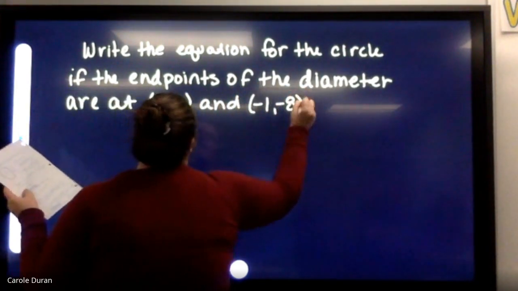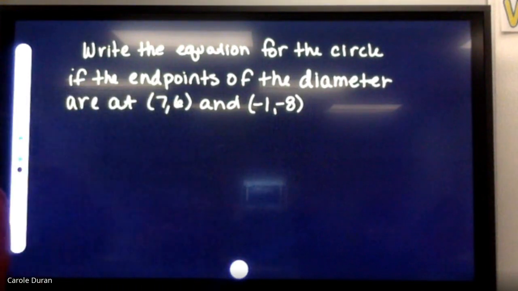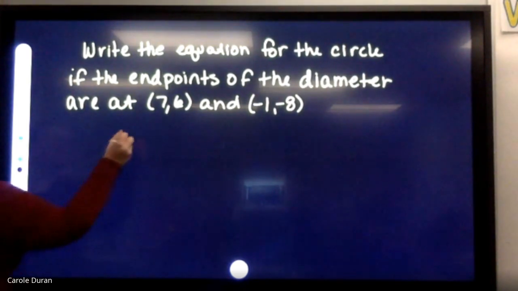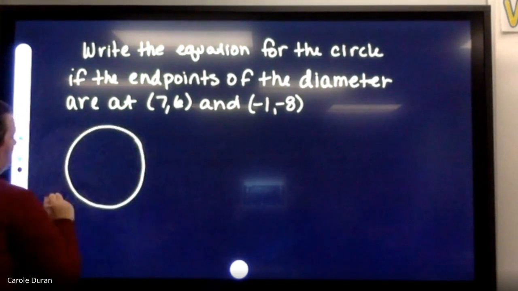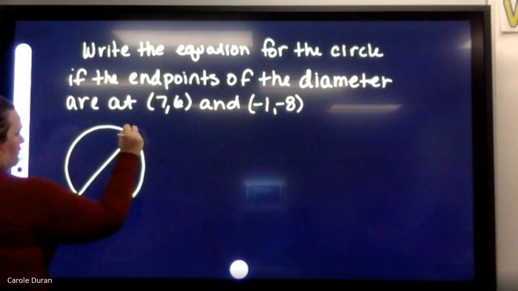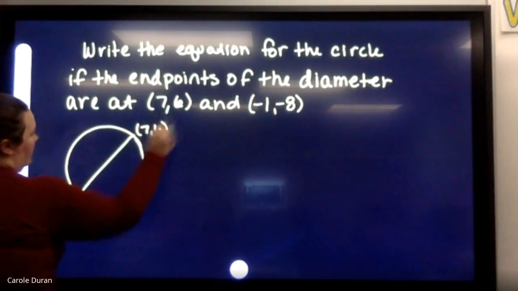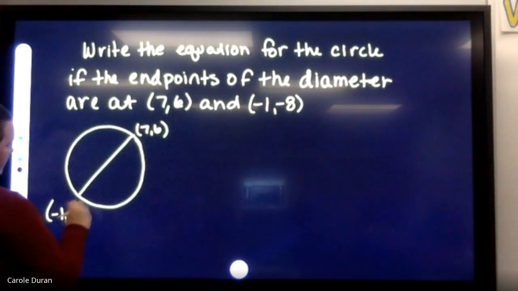So this problem says, write the equation for the circle if the endpoints of the diameter are at (7, 6) and (-1, -8). For this one, I might draw just a rough sketch because it couldn't hurt, right? Say this one is (7, 6). We'll say this one is (-1, -8).